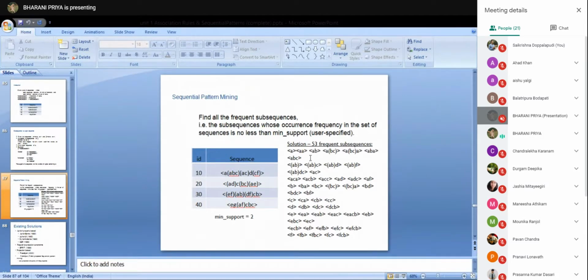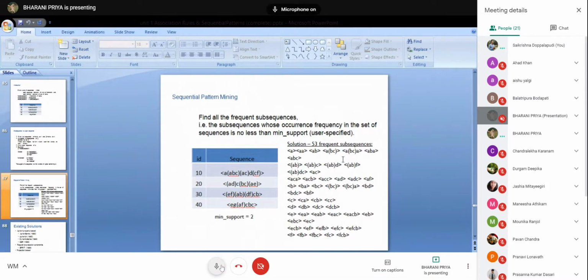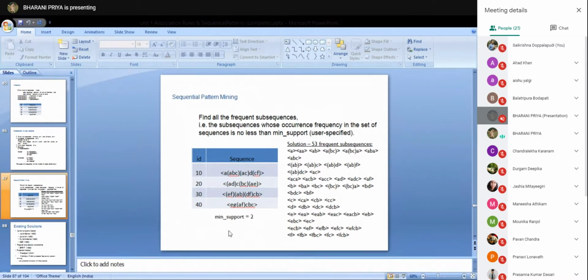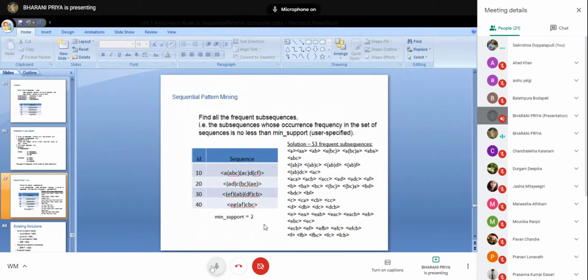Now, if you observe our solutions, that is the frequent subsequences, there is no item set that consists of AE. Why are we not including AE? Because its actual support is 1, but the minimum support is 2. The actual support should be greater than or equal to the minimum support.